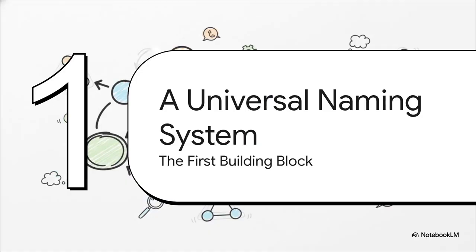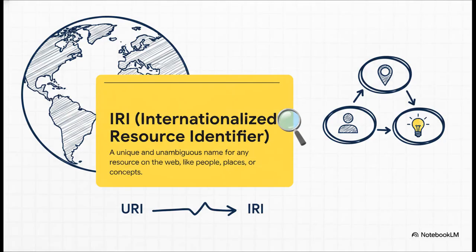All right, so first things first. Before you can even start talking about something, you need a way to point at it and be sure everyone knows you mean that one specific thing. And on a global web of data, that means you need a naming system that works for everyone, everywhere. And the answer to that problem is something called the Internationalized Resource Identifier, or IRI for short.